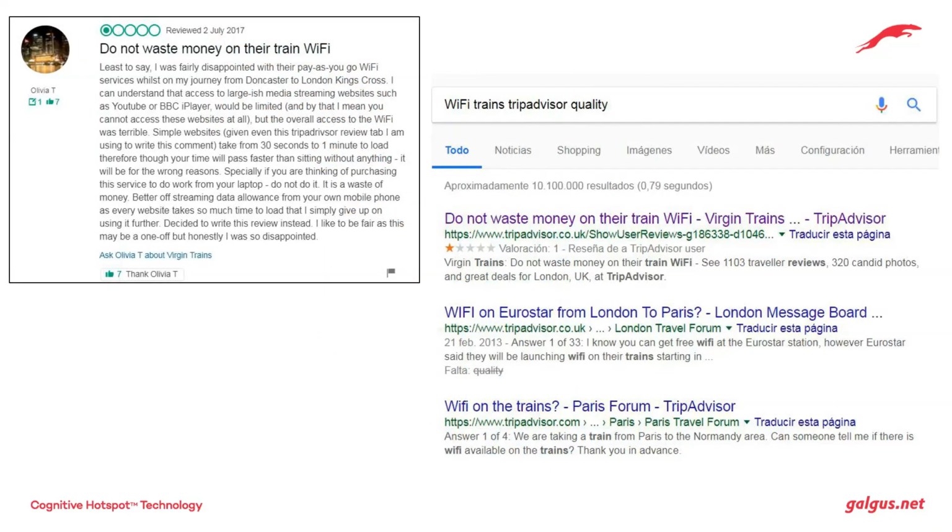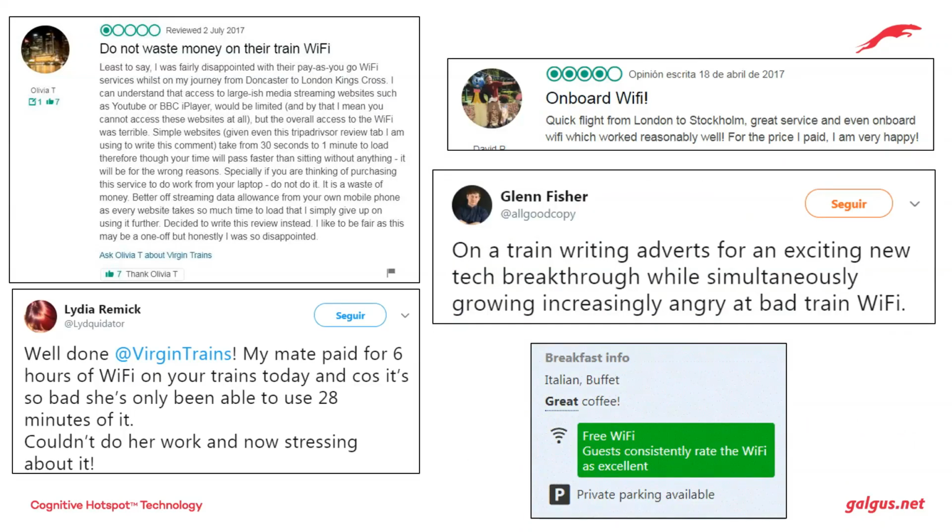Here you can see some real complaints of unsatisfied passengers when using onboard Wi-Fi networks. This has a huge impact on the rail operator reputation and business. Let us see more reviews.